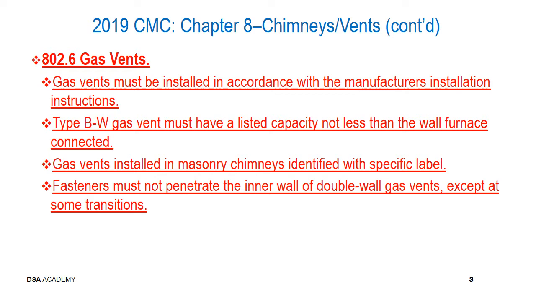And as we've stated before, gas vents are required to be installed in accordance with the manufacturer's installation instructions. Type BW gas vents must have a listed capacity not less than the wall furnace connected, which seems obvious, but obviously is going to be reiterated by the design professionals drawing the plans themselves. Gas vents installed in masonry chimneys must be identified with a specific label, and fasteners are not permitted to penetrate the inner wall of double wall gas vents, except at sub transitions.